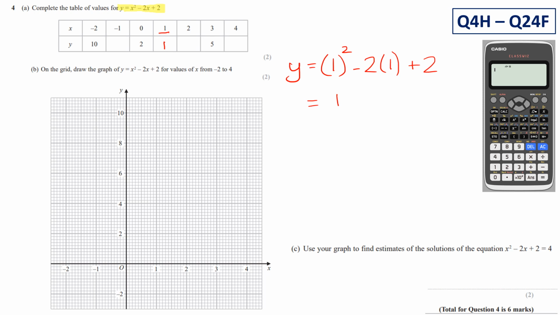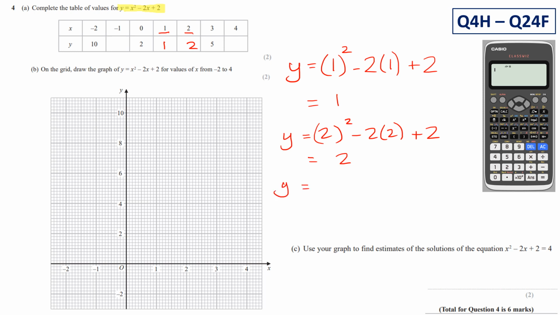Then I'm going to substitute in the value for 2. So what happens when it's 2? So 2 squared minus 2 times 2 plus 2. That will give me 4 minus 4 plus 2, which will give me a value of 2. The value for 5 is already there. The value when x equals 3 gives us y equals 5. That's already been worked out for us.